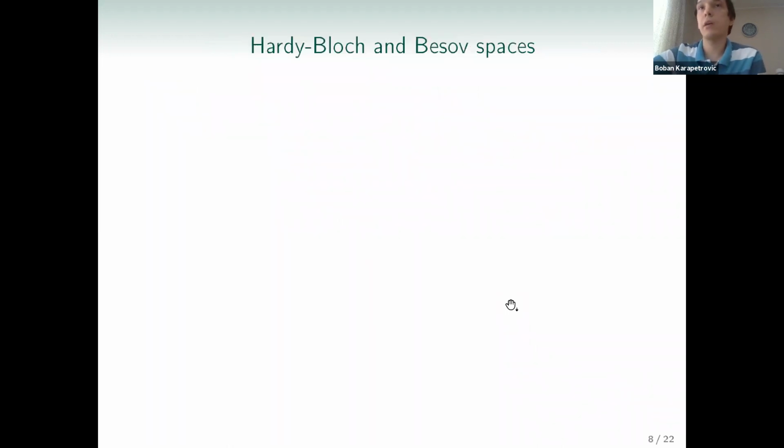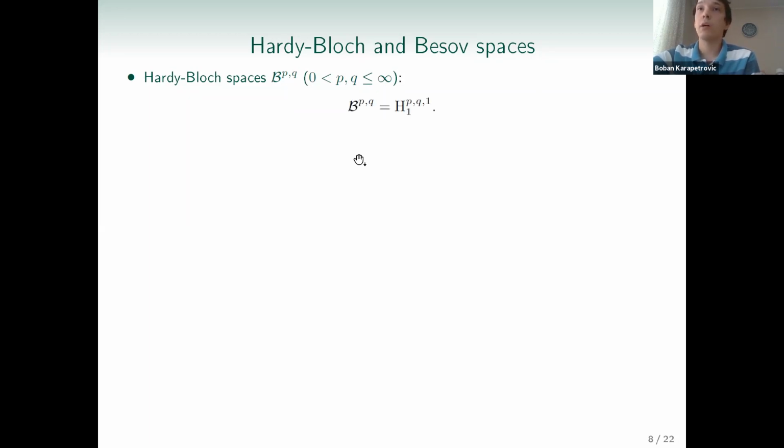And something briefly related to this: Hardy-Bloch and Besov spaces. So the Hardy-Bloch space B^{p,q}, where p and q are again between 0 and infinity, and also they can be equal to infinity. The Hardy-Bloch space B^{p,q} is actually the generalized mixed norm space H^{p,q}_{1,1}. And in the case when p and q are equal to infinity, we have the standard Bloch space B.